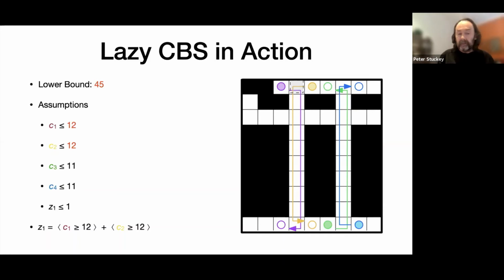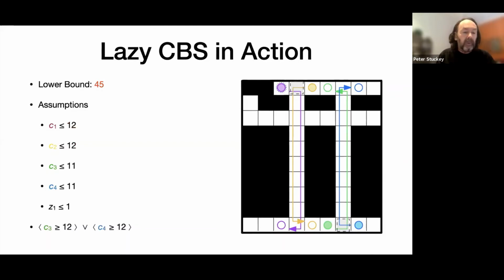The other one has to be less than or equal to 12. Otherwise, this bound, Z1 is less than or equal to 1, will be violated. So I'll allow exactly one of them to take that length 12. And we've got a lower bound of 45. Then, with these assumptions, we'll run. We won't get a problem with the yellow and purple because one of them takes a length 11 path, one will take a length 12 path, and that'll meet all the constraints.